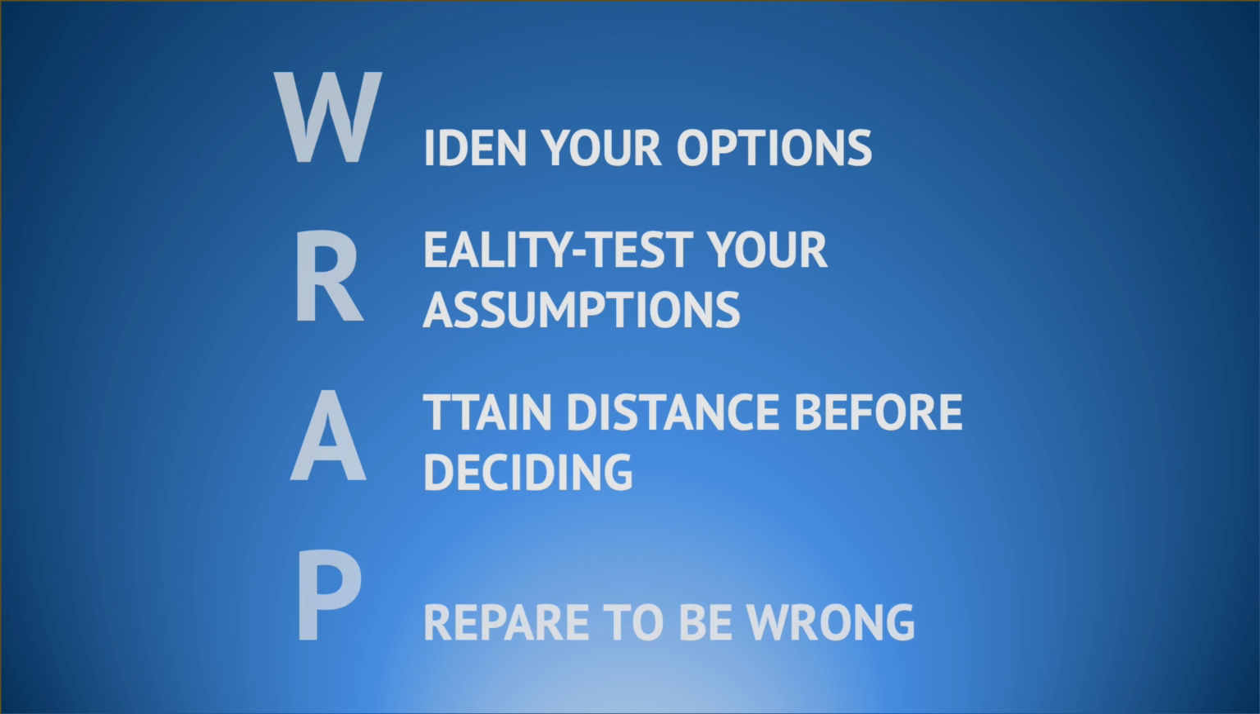Prepare to be wrong. The final step acknowledges the uncertainty and potential for failure inherent in decision-making. Instead of striving for perfection, individuals are encouraged to prepare for the possibility of being wrong and to build resilience to adapt to unexpected outcomes. By embracing the likelihood of uncertainty and failure, individuals can approach decision-making with greater flexibility and openness to learning from their mistakes. By following these steps, individuals can enhance their decision-making skills and achieve more favorable outcomes in both their personal and professional lives.